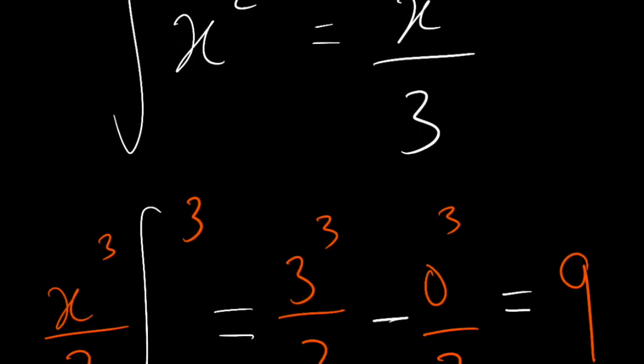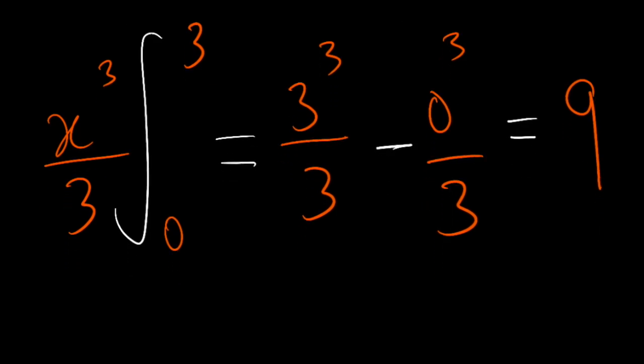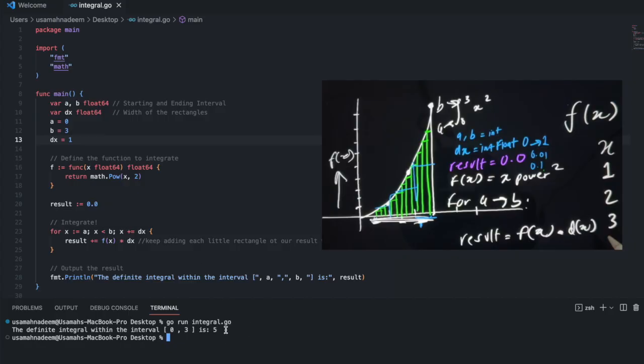Now the actual answer is 9 based on the rules of calculus. So why are we getting 5? Well, the actual reason why we're getting 5 is because our rectangles are still so fat. We want more skinny rectangles. So let's make our dx smaller. Let's make that change in x 0.5, let's say. And now if I run this code, you can see that we're getting closer to the answer, 6.875, right?